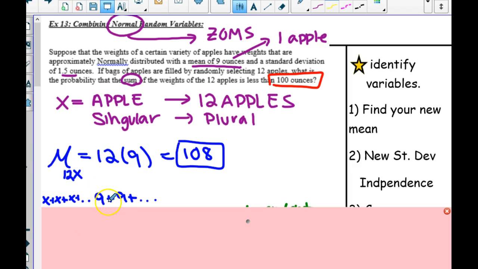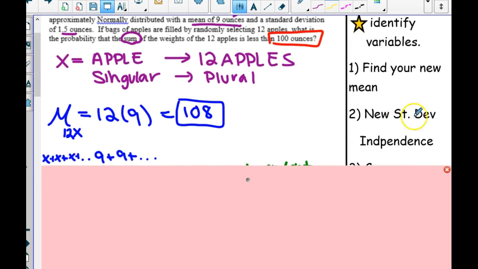But a quicker way of doing that would just be taking 12 and multiplying it by 9 to get you 108. So this 108 is describing the average of 12 apples together. Okay, the average weight. The new standard deviation is our second step. Okay, so first step, find your mean. Second step, find your new standard deviation.